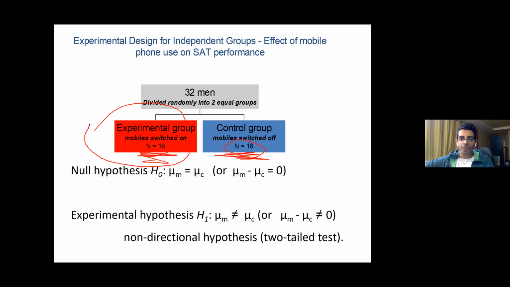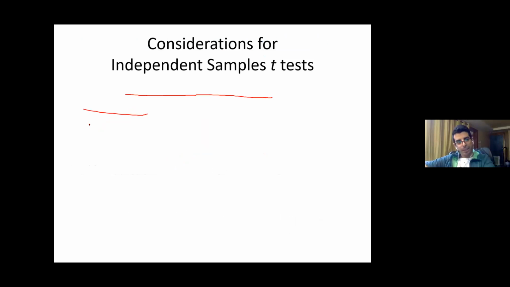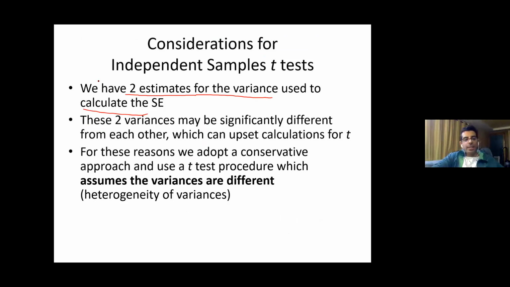The little camera shy. Okay, so the variability is the same in the independent samples t-test. In independence, the variability can differ, and that's an important consideration. Okay, so that's exactly what they're saying here. For these reasons, we adopt a conservative approach and use a t-test which assumes the variances are different.